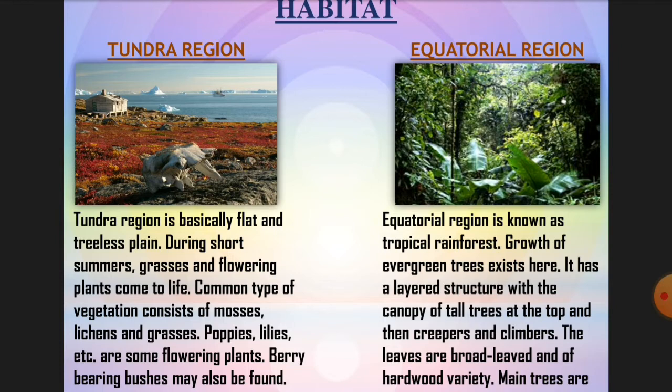In Equatorial region, there are evergreen forests throughout. This is known as the tropical rainforest. It has a layered structure with the canopy of tall trees at the top and then creepers and climbers. So the soil here remains almost moist due to the lack of sunlight reaching the soil.